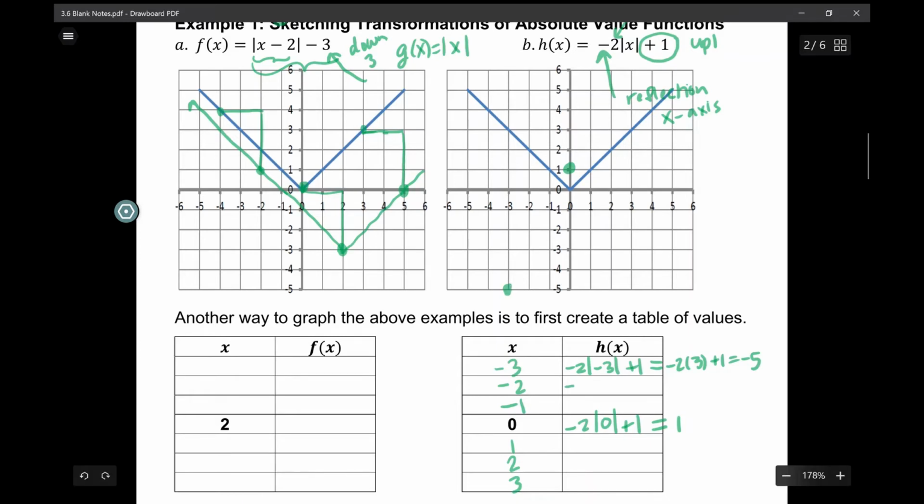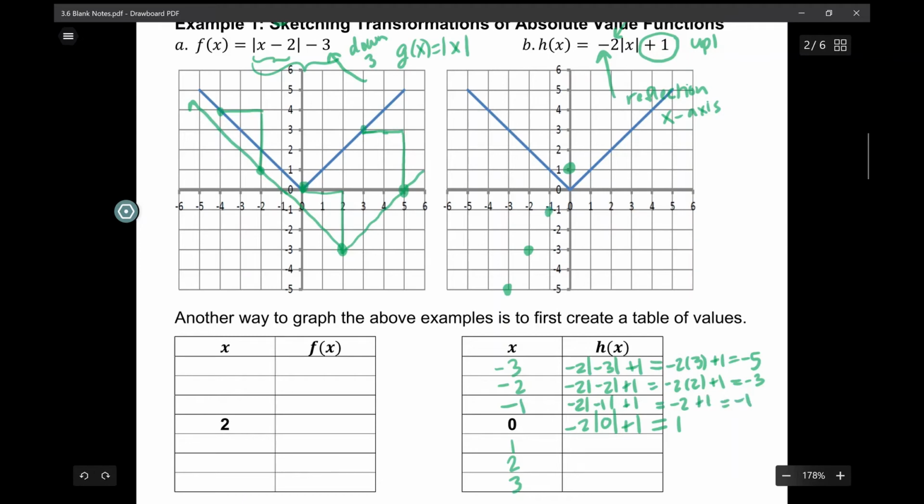We have negative 2, absolute value of negative 2 plus 1. So that's negative 2 times 2 plus 1. So that is negative 4 plus 1, which is negative 3. And you can see that compression change. Negative 2 times the absolute value of negative 1 plus 1 equals negative 2 times 1 plus 1, which is negative 1.